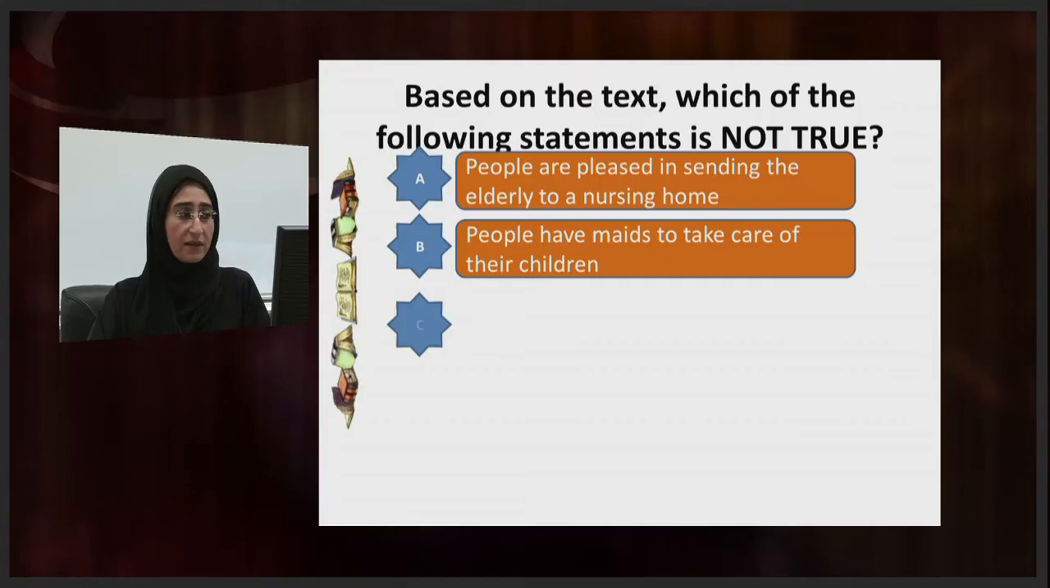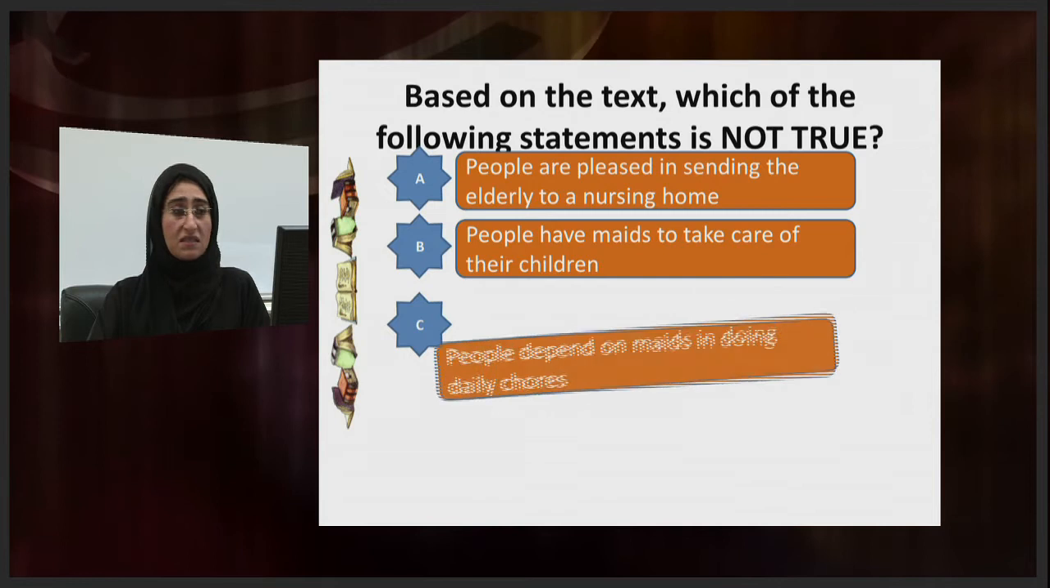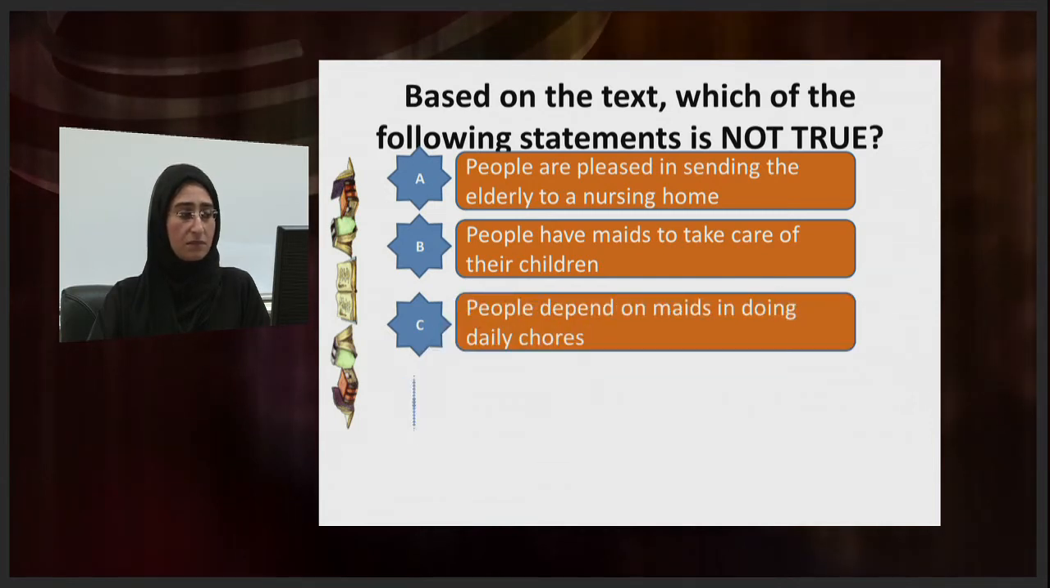The second question. It says here, based on the text, which of the following statements is not true? Look at this, not true. Okay, and we have the distractors. We have 4 distractors, A, B, and C. Finally, D.